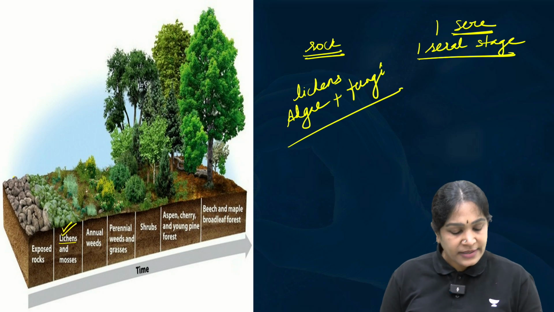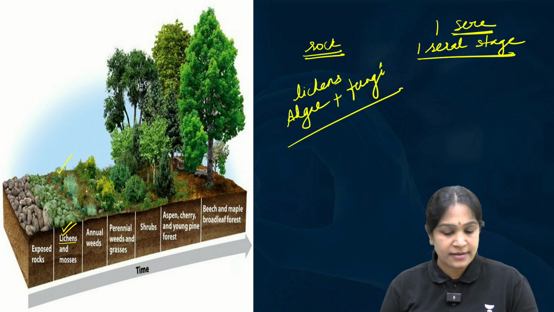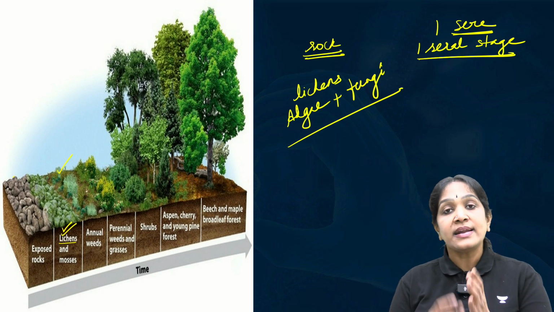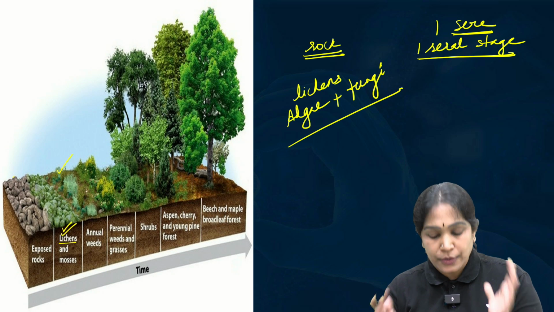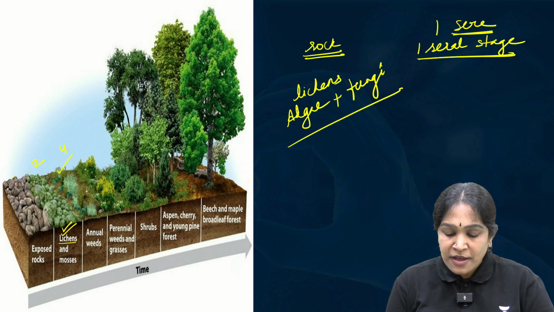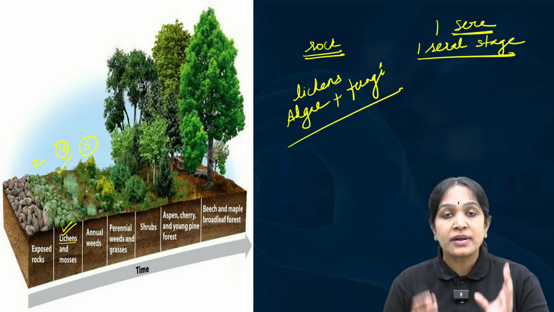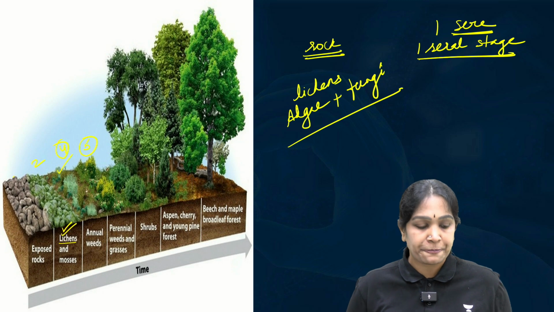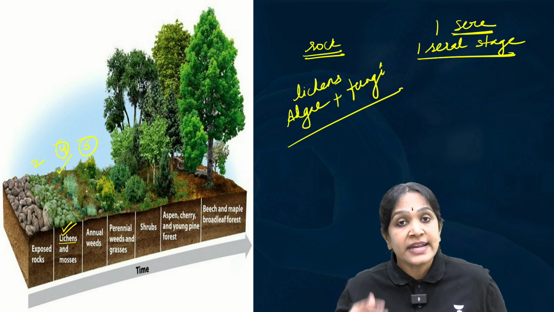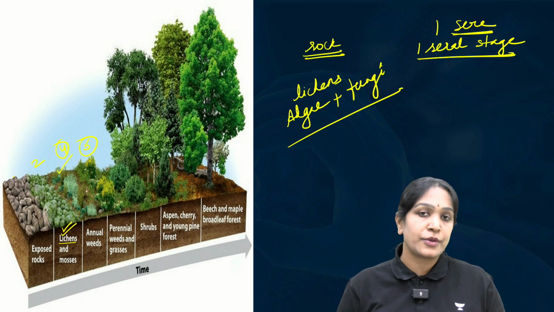Later, what happens? More diversity increases here. Other types of plants will start growing. For example, here you have 2 types, in the second level you have 4 types, in the third level you have 5 types. More varieties of plants are growing, and taller trees are growing.